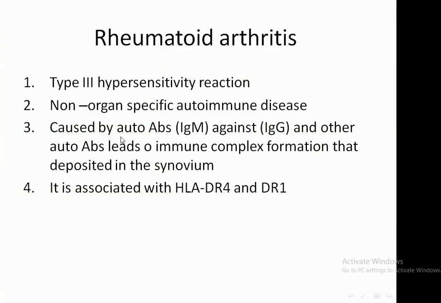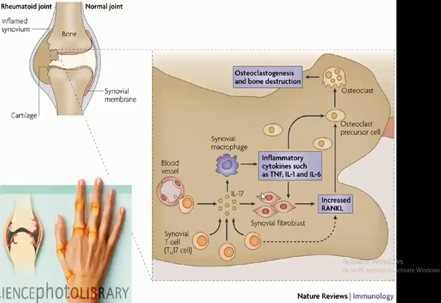The cause of this disease is autoantibodies, which is the IgM against the IgG. The autoantibodies lead to immune complex formation that deposits in the synovium of the joints. The genetic factors also contribute to this disease, which is HLA-DR4 and DR1.